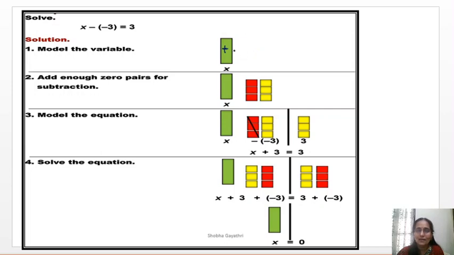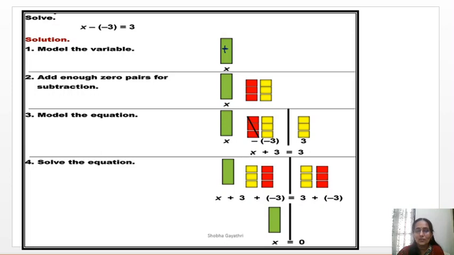Nothing is here. So what should we do? We can keep 0 here. If we add a 0 pair, it does not affect the problem. It does not affect the question, right? You are adding a 0 pair here, that is minus 3 and plus 3. So you have to take away minus 3 from the second figure.